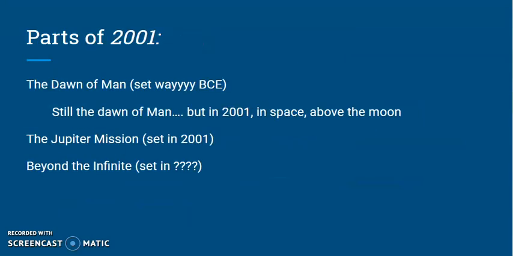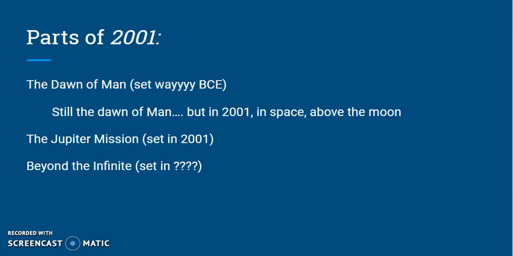In 2001, there are going to be not subtitles. They're kind of like chapter headings, essentially. It'll be a black screen, and there'll be a title of the section of the film. And there's technically 3 sections of the film. It'll start with the dawn of man, which is set way before the Common Era. So like way BC, before humans existed.